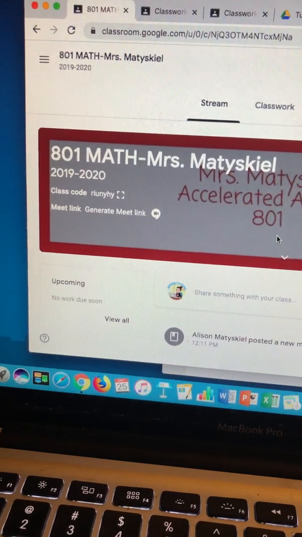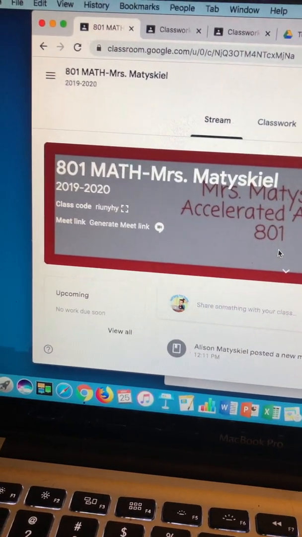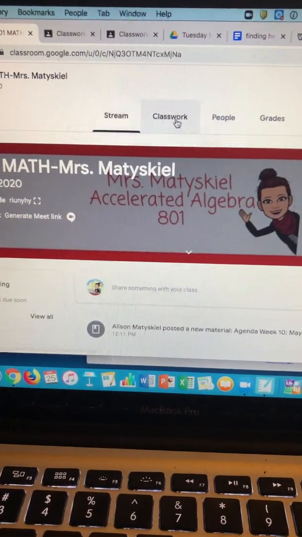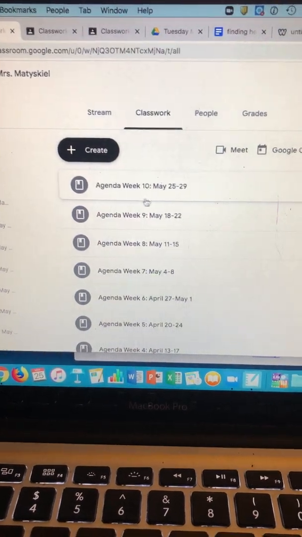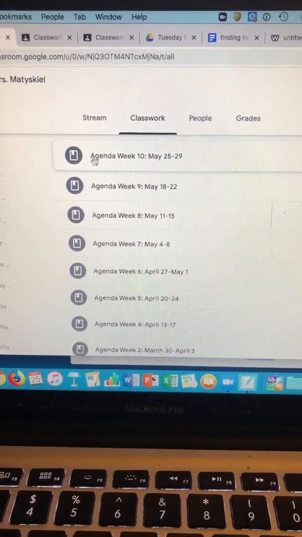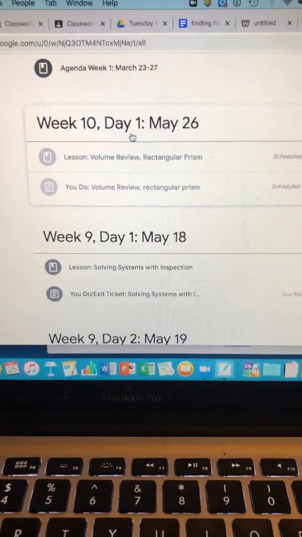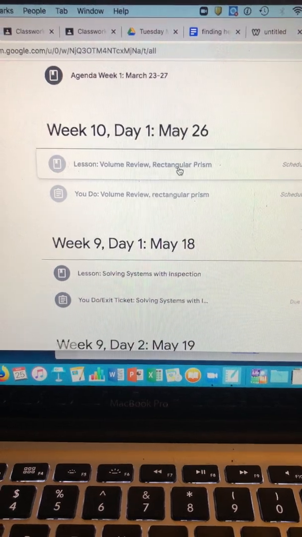So today we're starting off really simple. I feel like today's lessons should not take you long at all. I'll show you where to locate all of that. Your agenda has been posted here if you wanted to take a look at what you have planned for the week. And then we'll go to day 1 of week 10, May 26th.